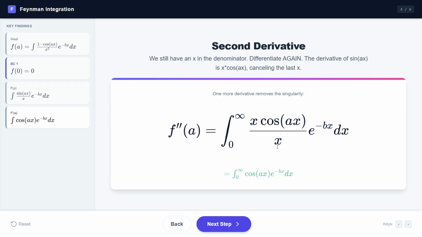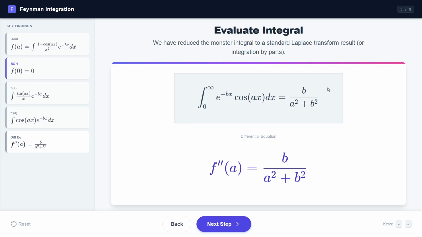So let's take another derivative with respect to a. And if you do that, we'll finally get rid of our last x in the denominator. And now we just have this. And that can be evaluated using integration by parts. And if you evaluate that using integration by parts, you find that it's equal to b over a squared plus b squared. So this is our f double prime of a. So we started with this, and now we have a closed form expression for its second derivative.